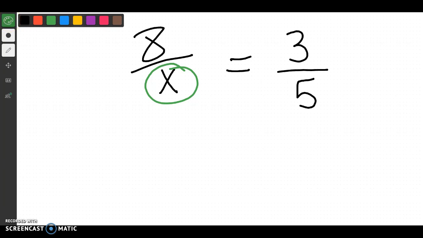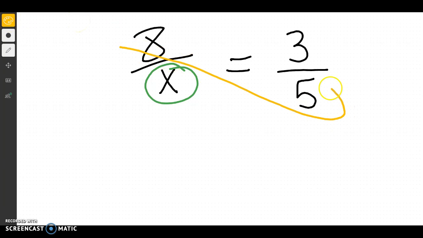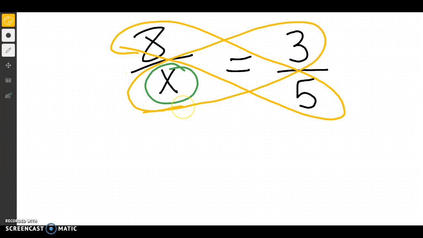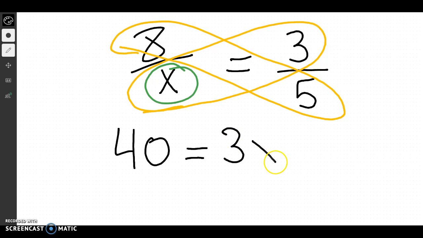And to solve for this x, we're going to cross multiply. So we're going to do 8 times 5, and we're going to do x times 3. When we do 8 times 5, we're going to end up getting 40. And when we do x times 3, we're going to get 3x. And now we have an equation. And so with this equation, we're going to go over here again and try to solve for x.